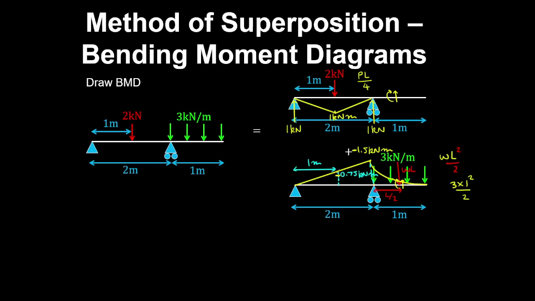And if we superimpose these two cases, at the point load, we have a bending moment of 1 minus 0.75, which is 0.25 kilonewton meters. And at the roller, we have 0 minus 1.5, so that would be minus 1.5 kilonewton meters. And we can see that the bending moment is piecewise linear here when we superimpose these two bending moment diagrams. And then the bending moment diagram is parabolic on the overhang, so it looks something like this.